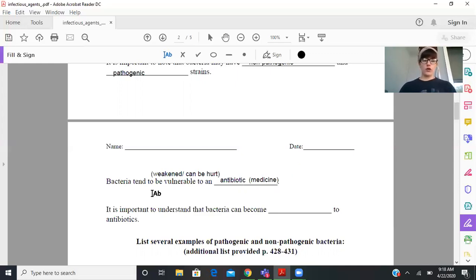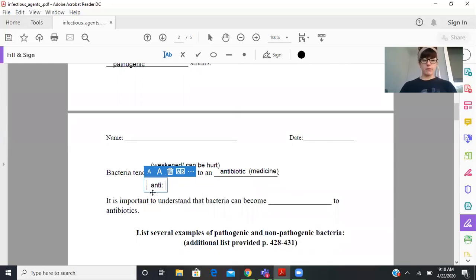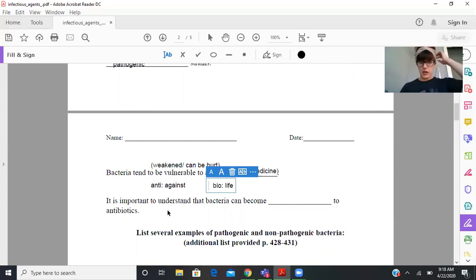I do want you to know that the prefix anti means against. And we know from our Earth spheres that bio means life. So antibiotic means like against life. Like it's going to try to kill it.